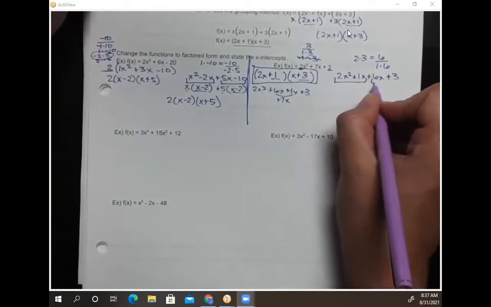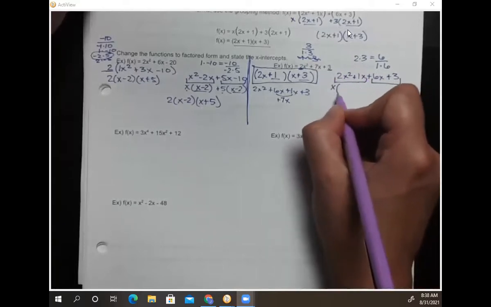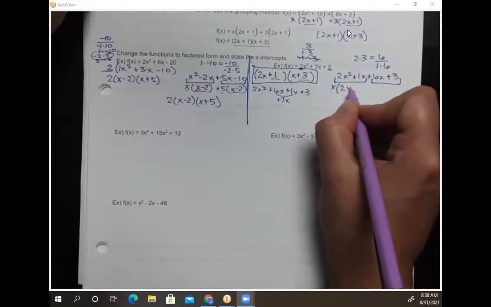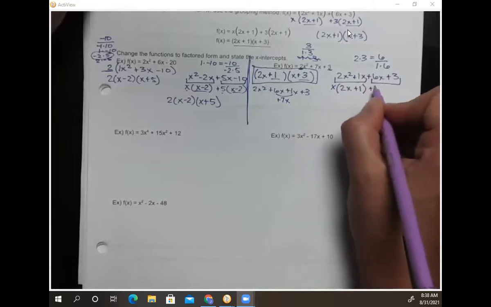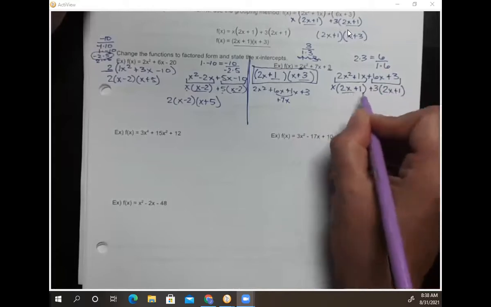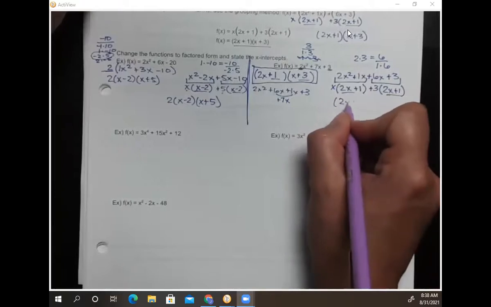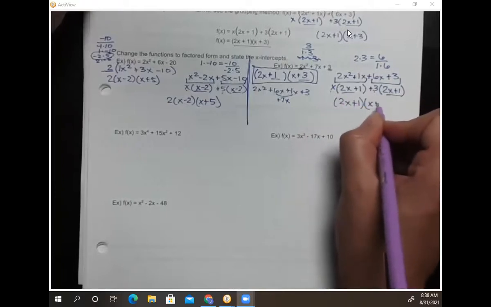So I'm going to split this up and use grouping. My GCF here would be x. I'm left with 2x plus 1. My GCF here is 3, positive 3. So I'm left with 2x plus 1. My stuff in parentheses is the same. So I get 2x plus 1 times x plus 3.